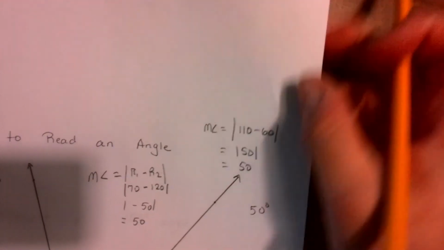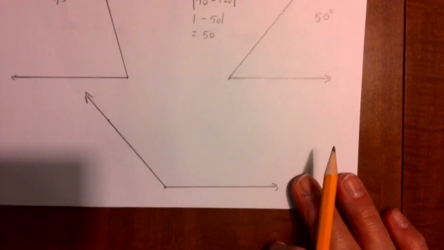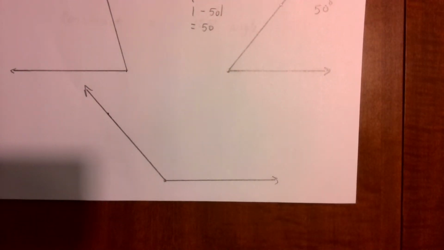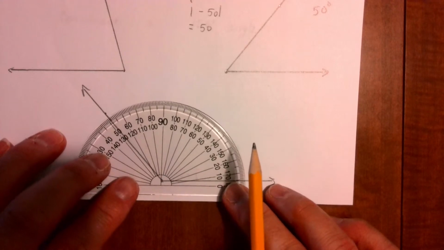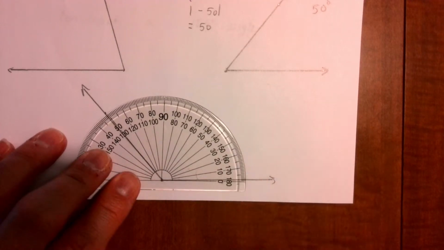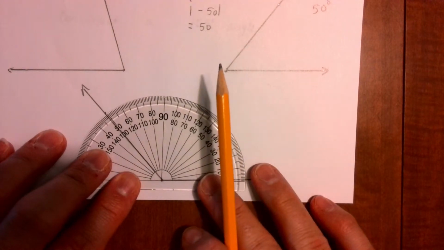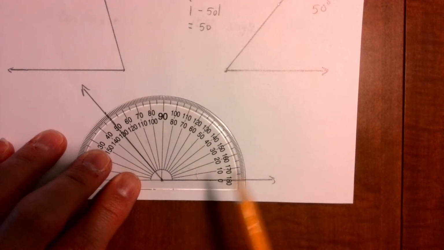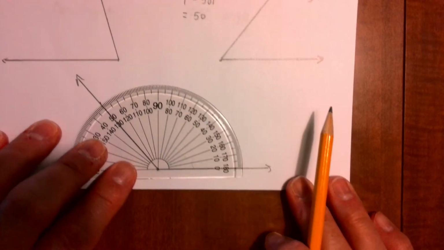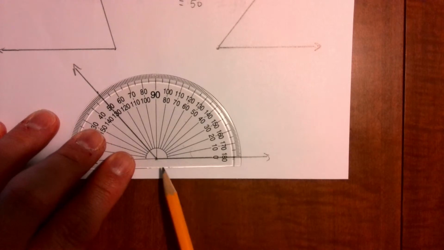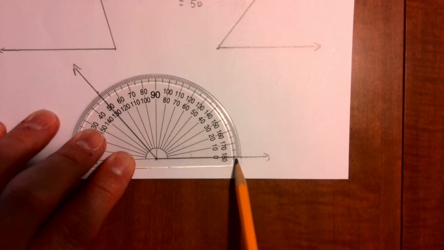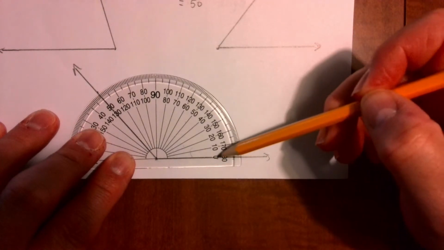Now, how do we read an obtuse angle? So one that's bigger than 90 degrees. Same rules here. We're going to put the vertex on the crosshair. We're going to make our ray come out through 0. And then we read from 0.